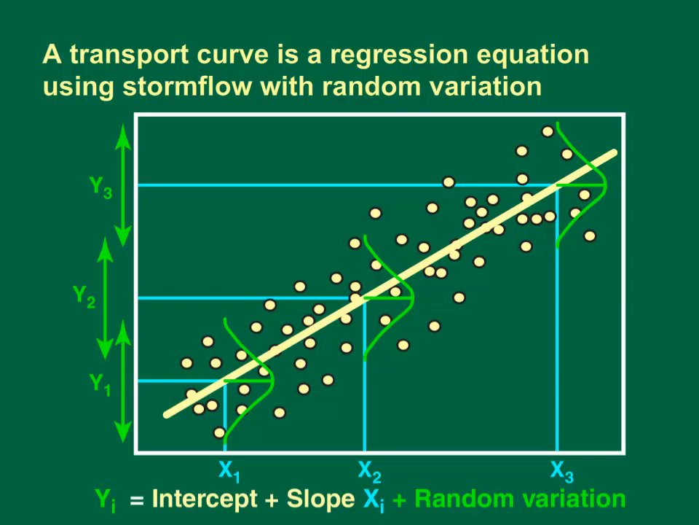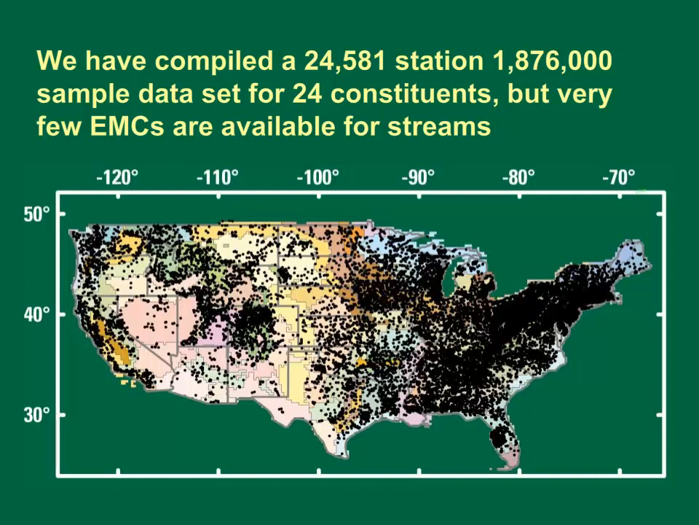Transport curves should be developed with the logarithms of the x flow and y concentration values because of the properties of these variables. We use the transport curve approach because the concentration of many constituents vary with flow in receiving streams. We have compiled a large data set, but very few event mean concentrations are available for streams. The water quality transport curves allow us to generate planning level estimates of flow index event mean concentrations from many instantaneous samples.